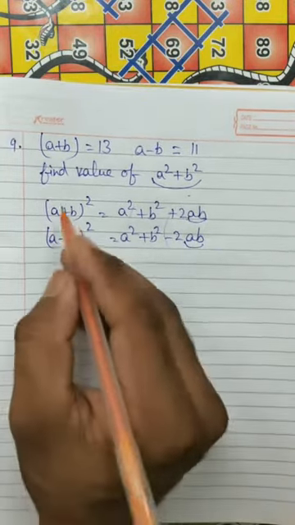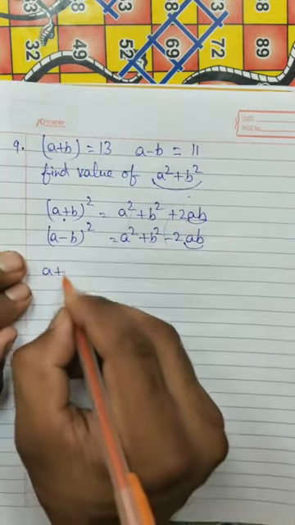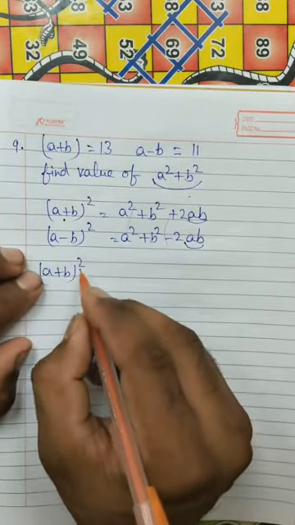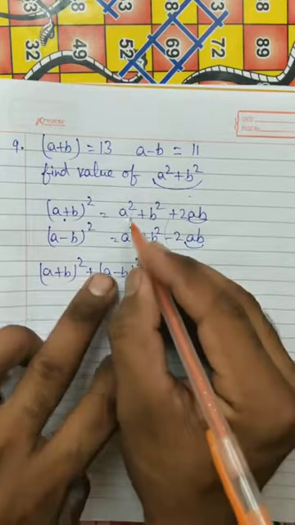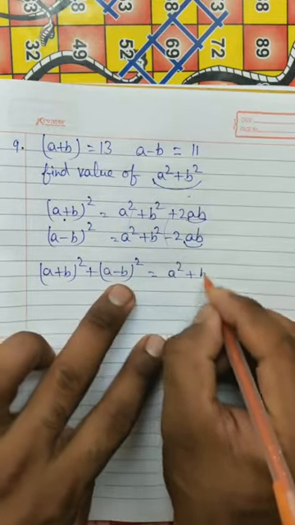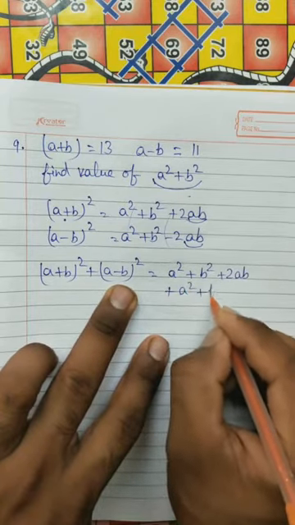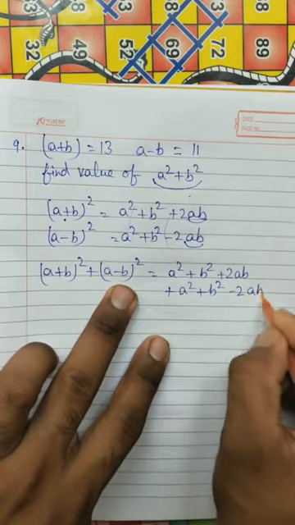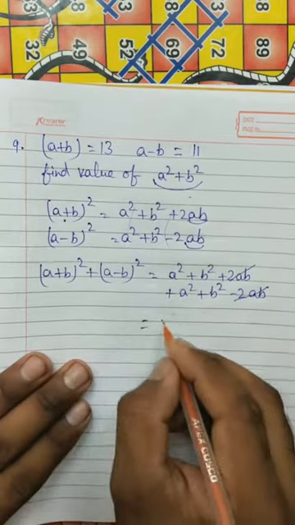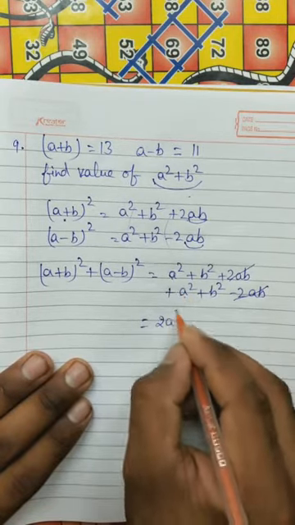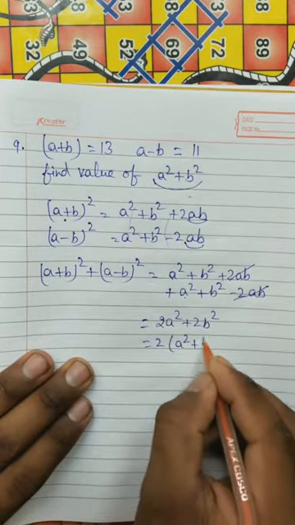If we add these two equations, how will we obtain a plus b whole square plus a minus b whole square? If we add both of these, we will find a square plus b square plus 2ab plus a square plus b square minus 2ab. This minus 2ab will cancel with plus 2ab, and we will be left with only 2a square plus 2b square, or by taking 2 common, 2 into a square plus b square.